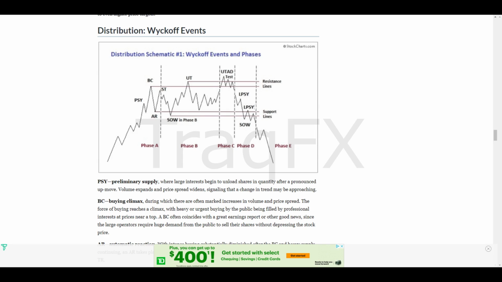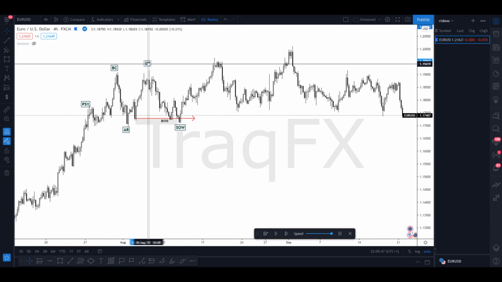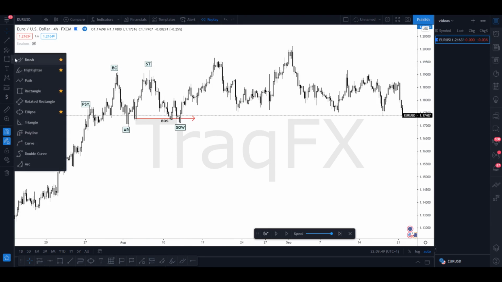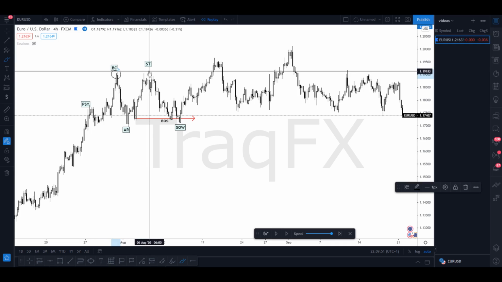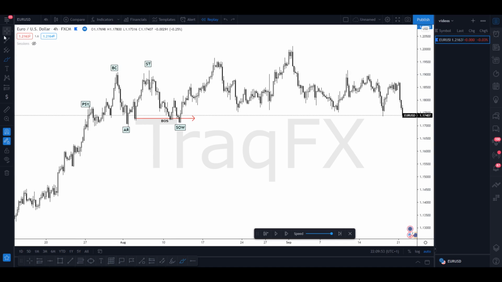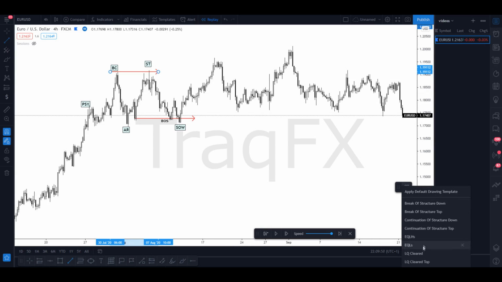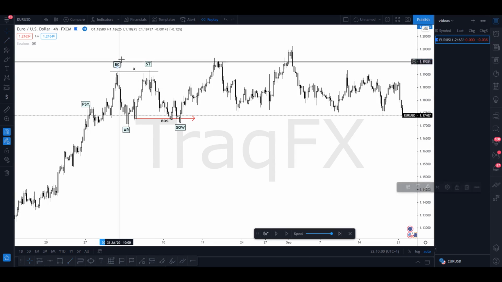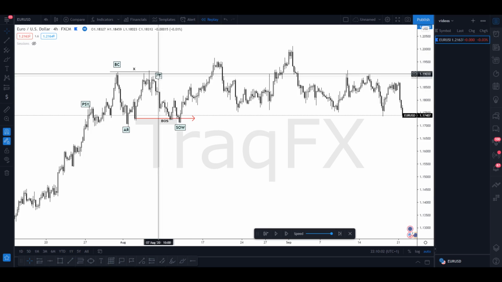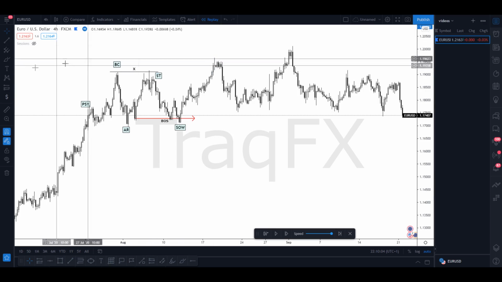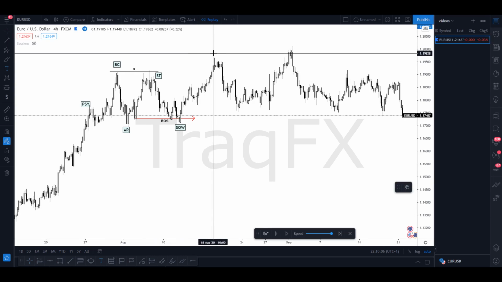Now from there, you're supposed to be followed by a UT, an upper thrust, that is clearing out liquidity of the BC and the ST. Because if you think about it, price did just generate a little bit of liquidity right over here. So it would make sense why price needs to come back up to take out those stops, right? And that's where the UT was formed. The UT happened right over here.